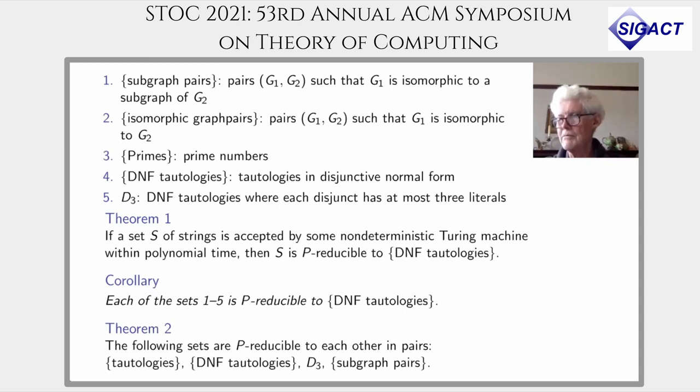Theorem 2: the following sets are P-reducible to each other in pairs: tautologies, DNF tautologies, D3, and subgraph pairs. So these things are all reducible to each other in pairs. Incidentally, it's not hard to see from the Davis-Putnam procedure that the set D2, consisting of all DNF tautologies with at least two conjuncts per disjunct, is in L star, in other words, polytime. Hence, D2 cannot be added to the list of Theorem 2 unless all sets in the list are in L star.